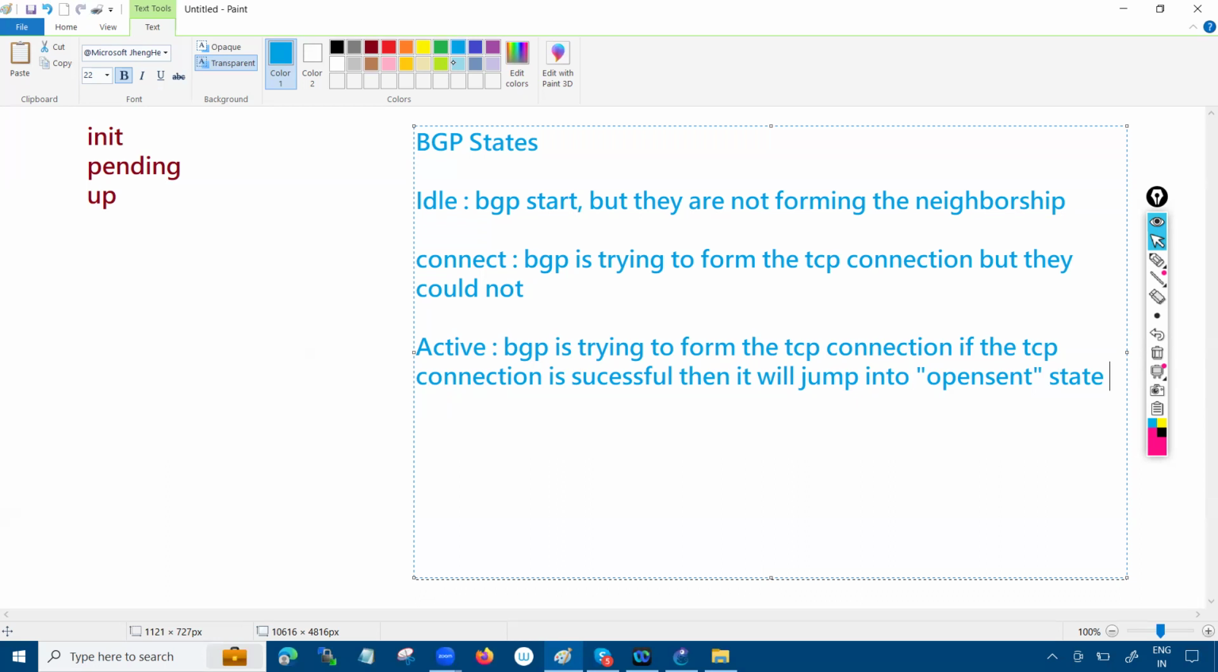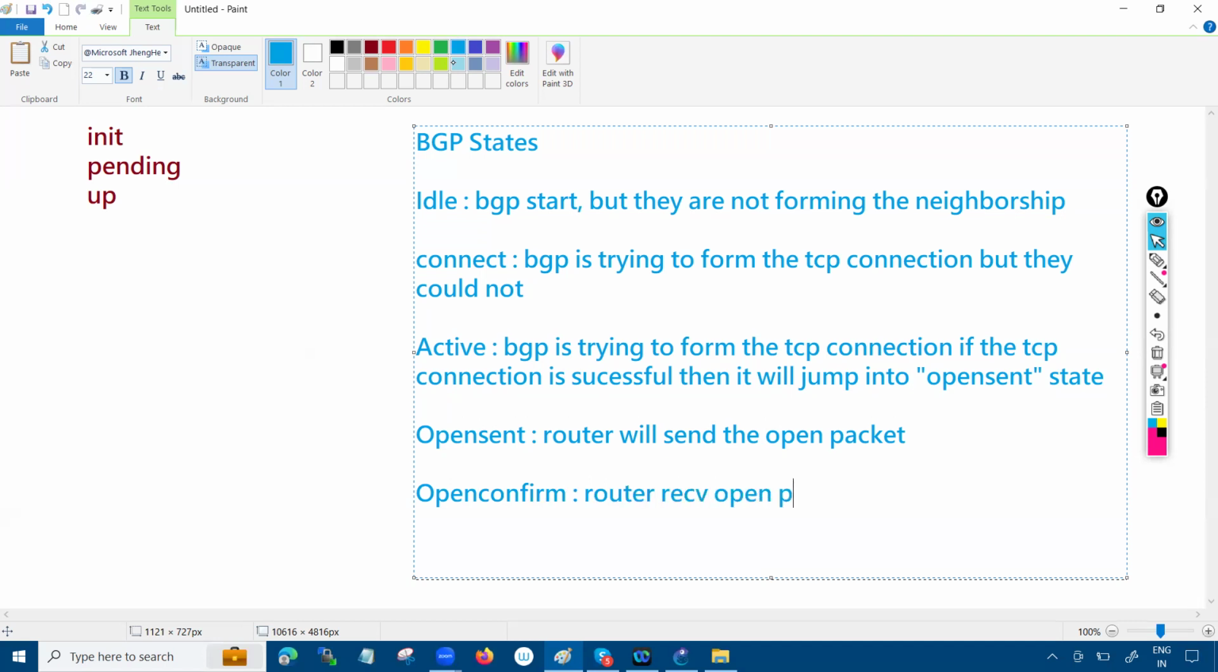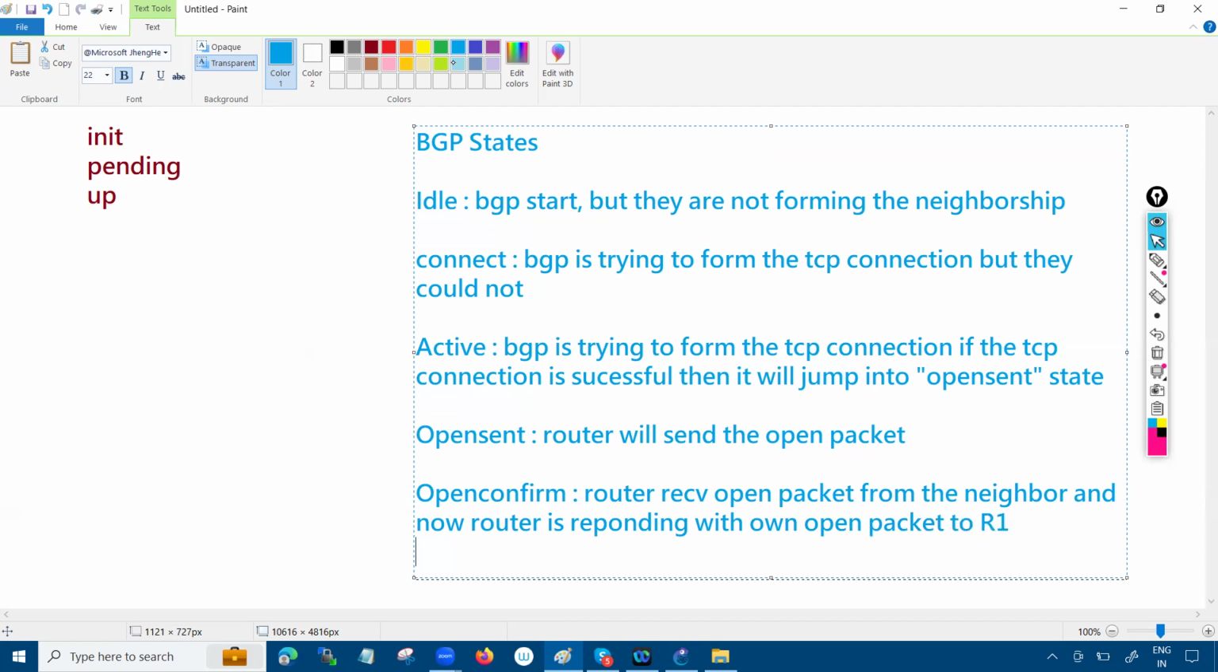So if the connection is successful, it will jump to the open state, and then it will come to the open sent state. In the open state, the router will send the open packet. Once router 1 sends the open packet, router 2 will receive it and respond by sending its own open packet. That's called the open confirm state. Now the router receives the open packet from the neighbor and responds with its own open packet to router 1, the neighboring router.